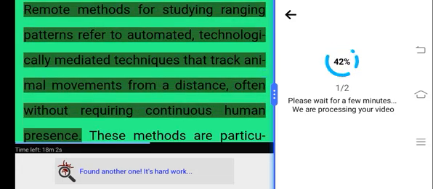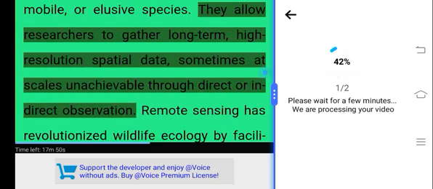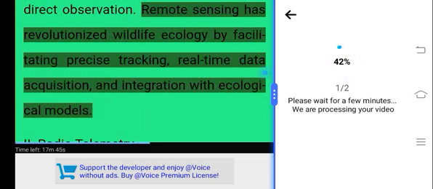Remote methods for studying ranging patterns refer to automated, technologically mediated techniques that track animal movements from a distance, often without requiring continuous human presence. These methods are particularly valuable in challenging terrains, dense forests, or for nocturnal, highly mobile, or elusive species. They allow researchers to gather long-term, high-resolution spatial data, sometimes at scales unachievable through direct or indirect observation. Remote sensing has revolutionized wildlife ecology by facilitating precise tracking, real-time data acquisition, and integration with ecological models.